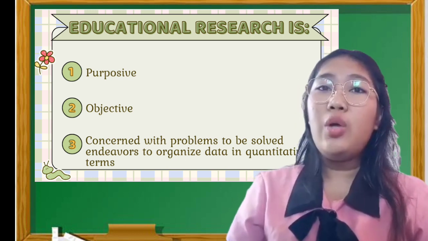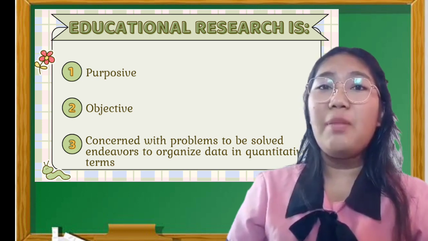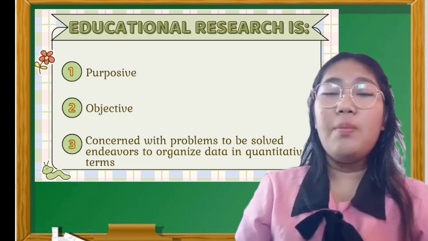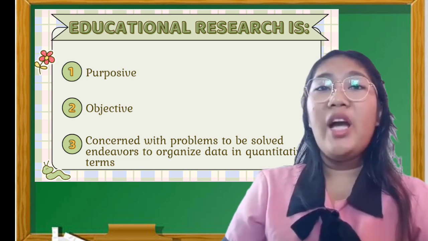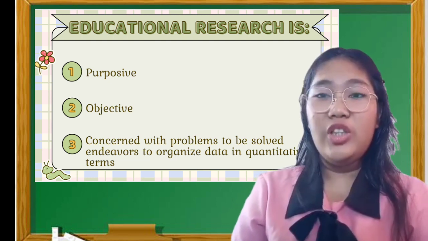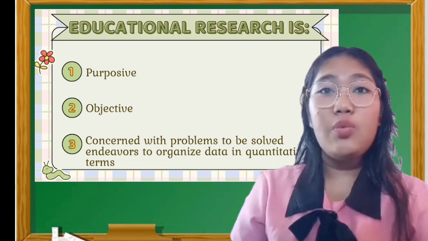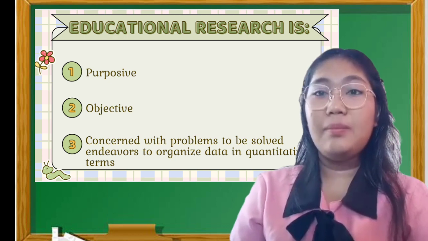So educational research is second, objective. So according to Mertens, D.M. 2015, educational research may not be perfectly objective, but it strives to be as unbiased and rigorous as possible by acknowledging potential biases and employing sound methodology. Research can generate reliable, trustworthy knowledge to improve educational practices.